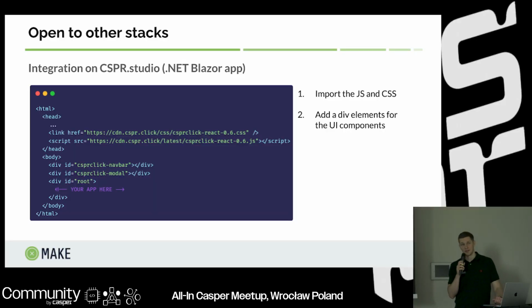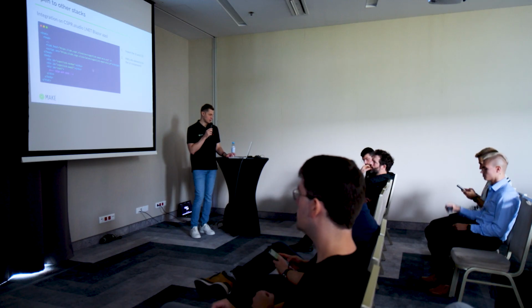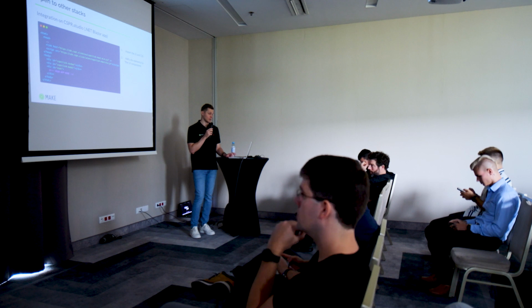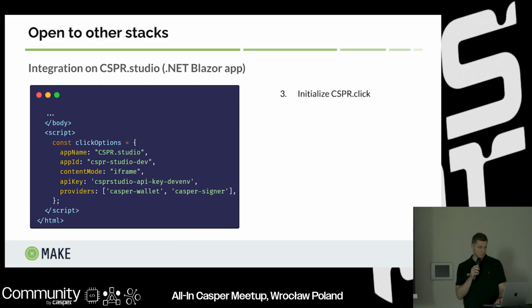So far I mentioned it works for JavaScript, for React. Here's an example actually from Casper Studio, and it's a .NET Blazor application. So not pure JavaScript, not pure React, and you can still, if you go to Casper.studio, you will see Casper.click there. So what we have here, we import CSS, we import the Web SDK JavaScript, and you add two div elements for the UI components you'll be displaying. We initialize Casper.click, easy.